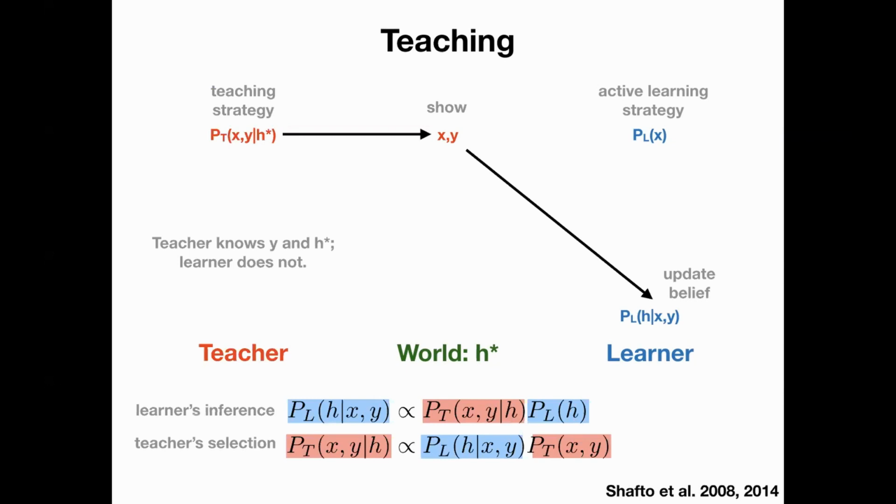Mathematically, the process of teacher's selection and learner's inference are modeled by these two coupled equations. Note that these equations also have elements of the theory of mind. The learner's inference equation depends on reasoning about the teacher's selection, and the teacher's selection equation depends on reasoning about the learner's inference. To help us remember the meaning of the terms, I have color-coded them. Red terms are related to the teacher, blue terms are related to the learner, and green terms, which will appear soon, are related to the world.